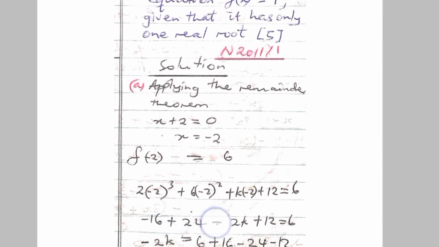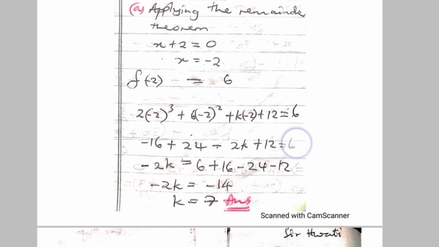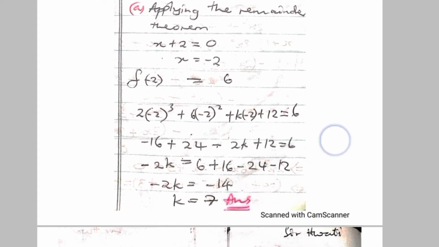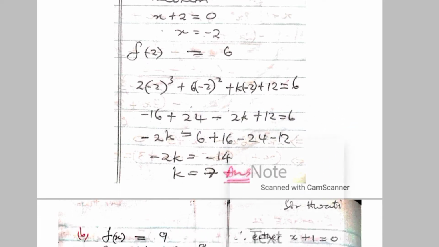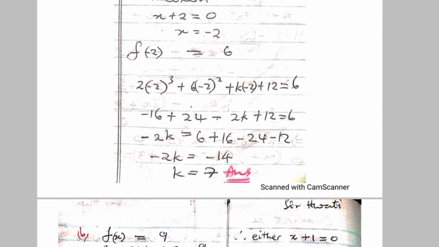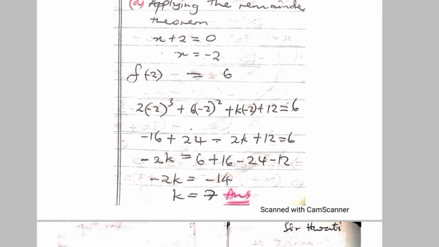Then minus 16 is what we get here, plus 24 minus 2k plus 12 is equal to 6. Then we group like terms and we simplify. We get k is equal to 7, which is our answer for part A. You get your 2 marks there. So after getting k is equal to 7, we move on to part B.